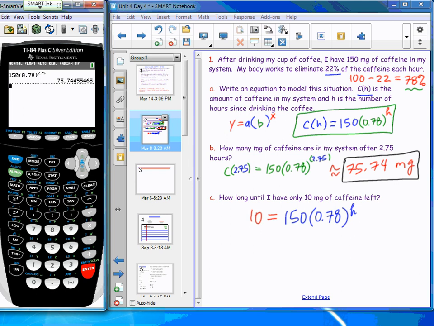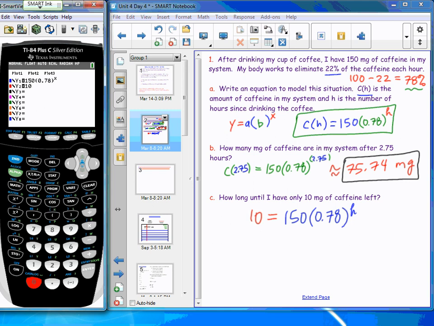So here we go. Into the calculator. Let's go ahead and enter a function. Call it y sub 1. That's my blue C of H function, 150 times parentheses 0.78 to the x. There's my exponential function. A second function in red for my constant function, 10. I want to know when my caffeine function equals 10 milligrams. So I'll do two functions. I'll graph them on the same xy coordinate plane and then use my built-in capabilities of the grapher.